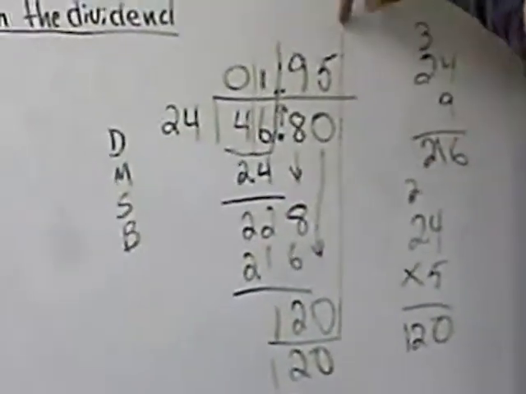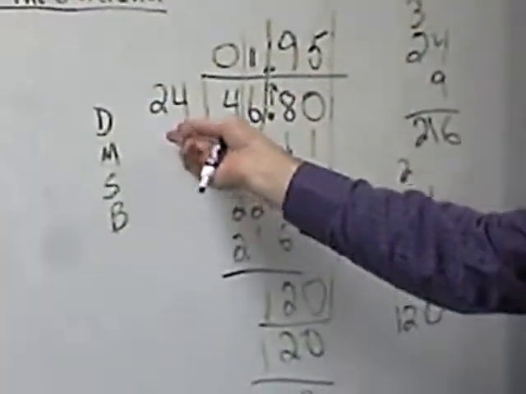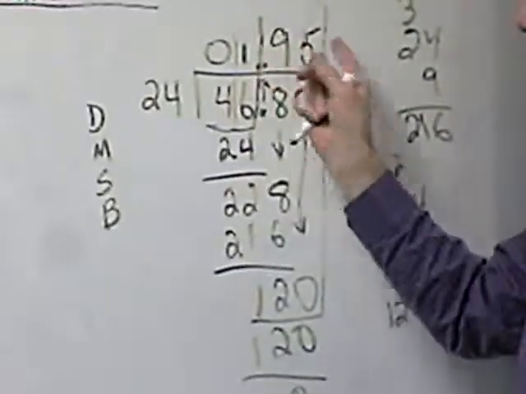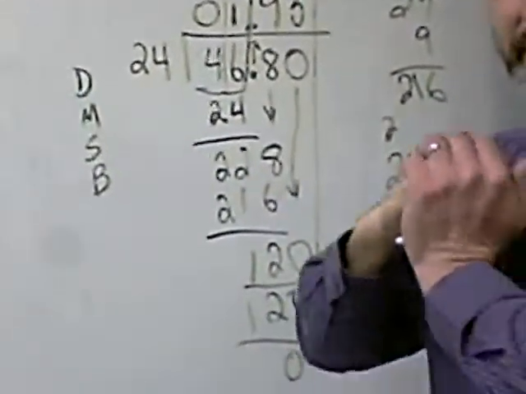I've got a more accurate answer, and I didn't change the value of the digits. Again, to check this, I could multiply 24 times 1 and 95 hundredths. I should end up with 46 and 80 hundredths. That's it.